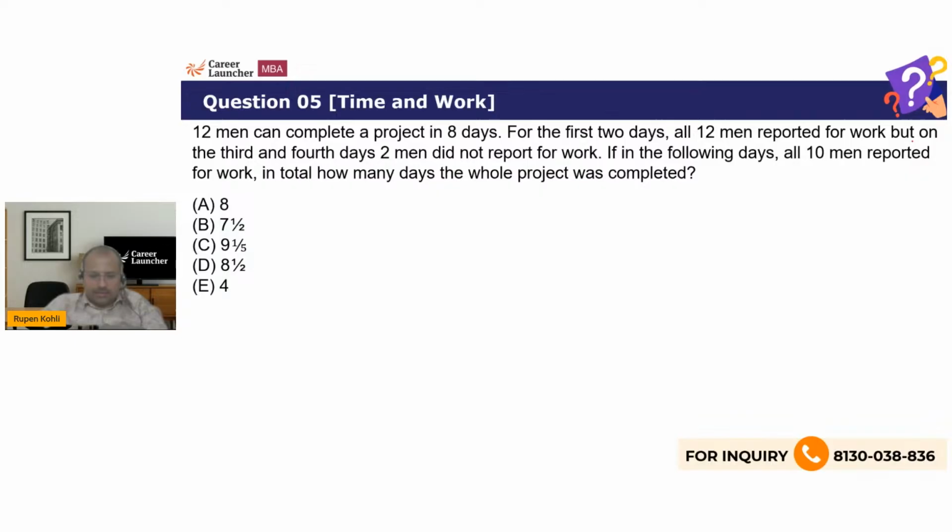All right, let's see. So 12 men can complete a project in 8 days. So it's 12 into 8, 96 man day project, right? So you can quantify the work to be 96 units, where 1 unit is 1 man day. So it's 96 units of work, right? For the first 2 days, all 12 men reported. So this is the total work, and now we'll keep track of how it is getting completed.